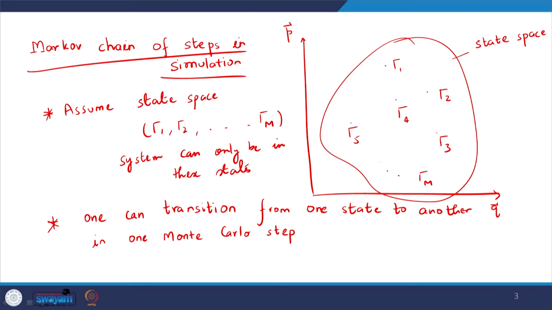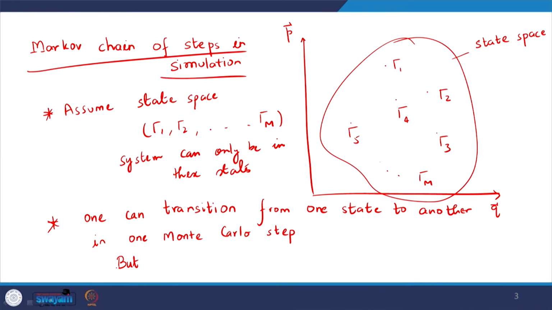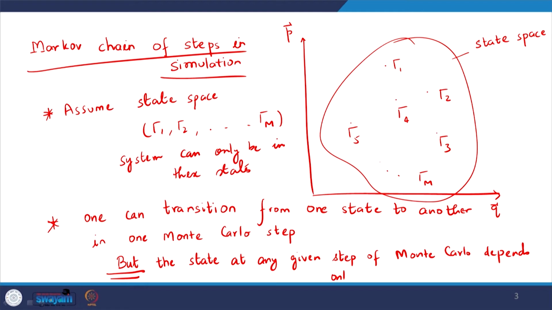And whenever we are saying that, in general we are saying that we can go from any state in the state space to any other state in the state space, right. But the state at any given step of Monte Carlo depends only on the previous step.